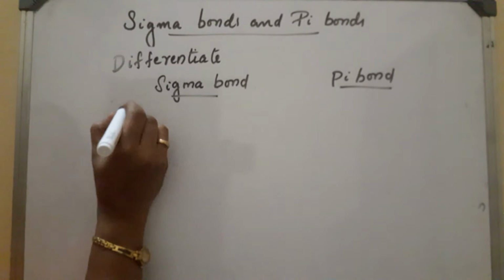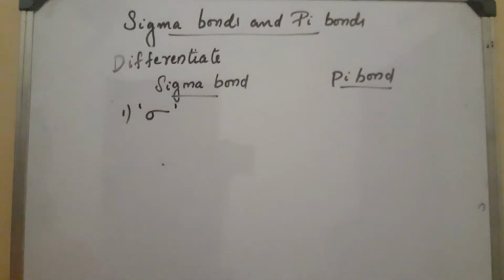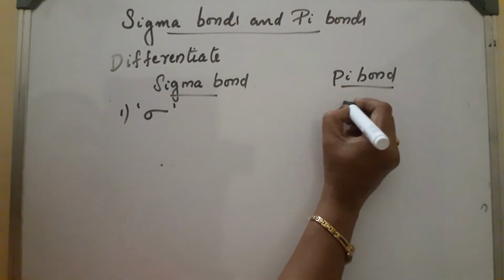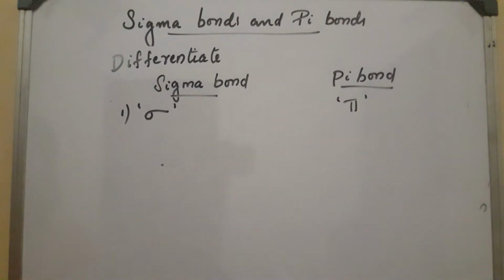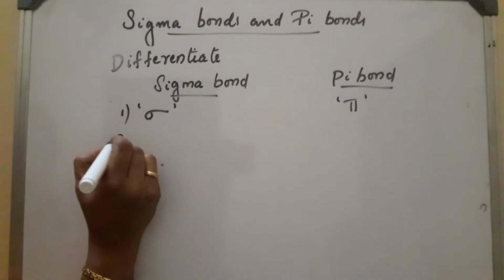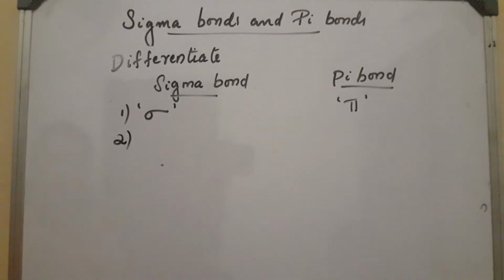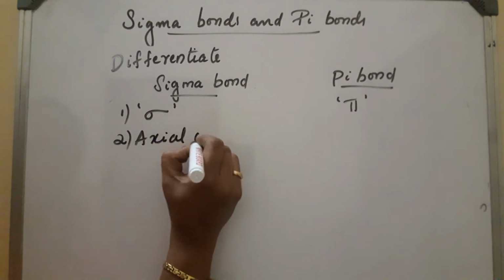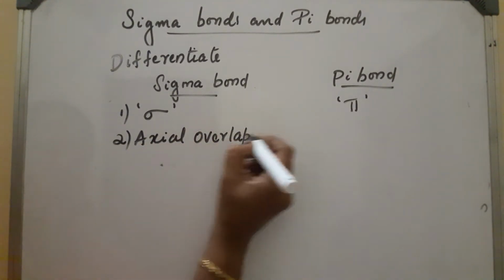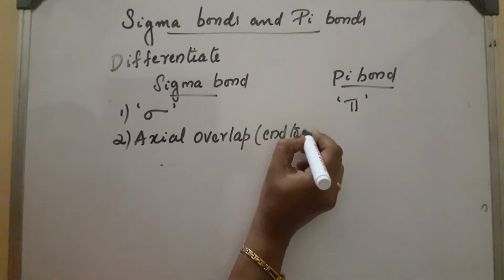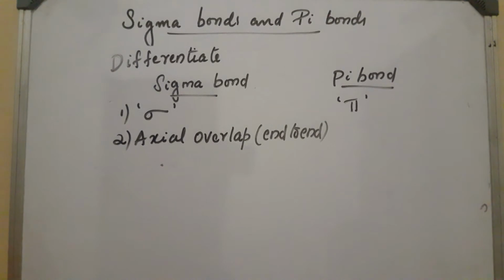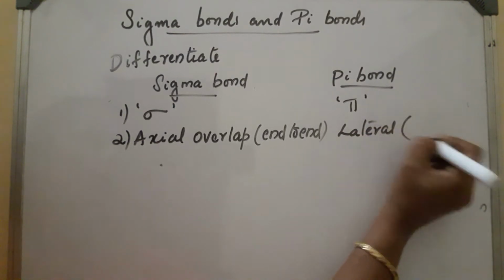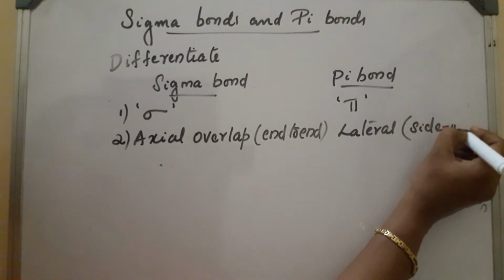Sigma bond is denoted by sigma, like this symbol. Pi bond is denoted by like this. Okay. Next, second point: in the case of sigma bond, axial overlapping or end-to-end overlapping takes place. In the case of pi bond, lateral overlapping or sidewise overlapping takes place.